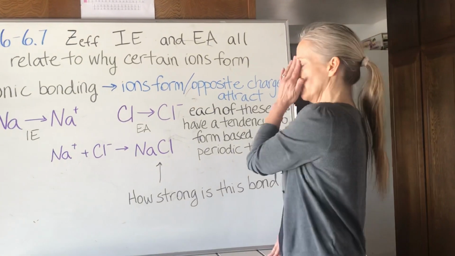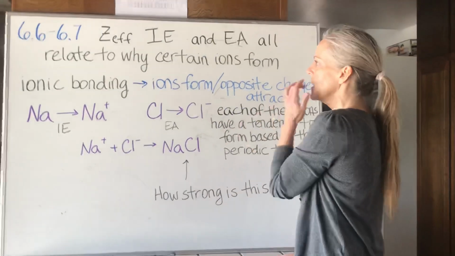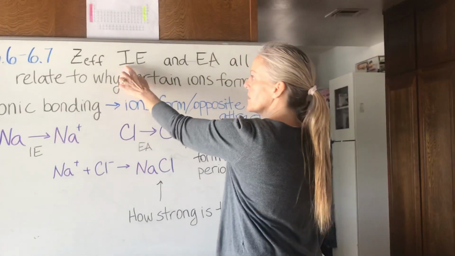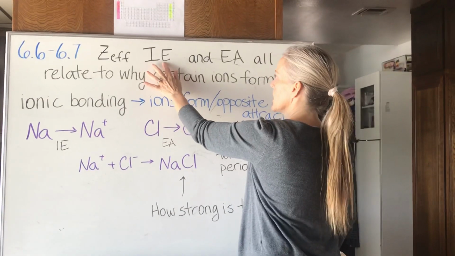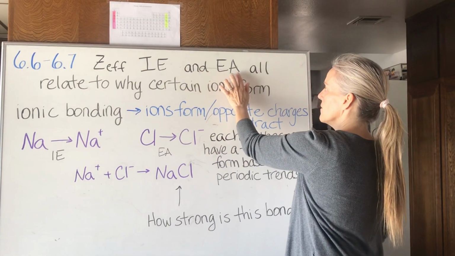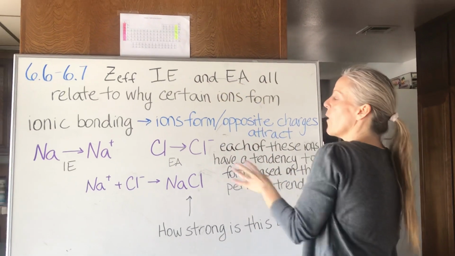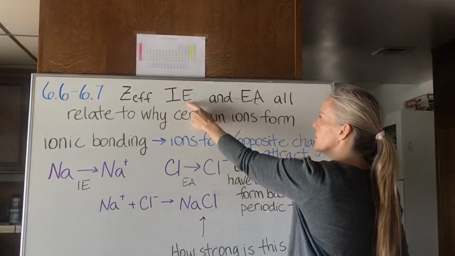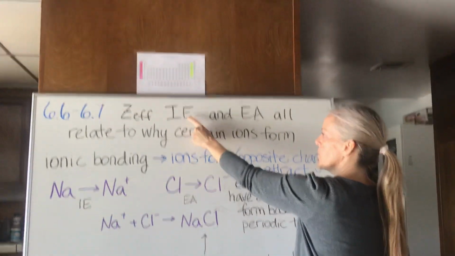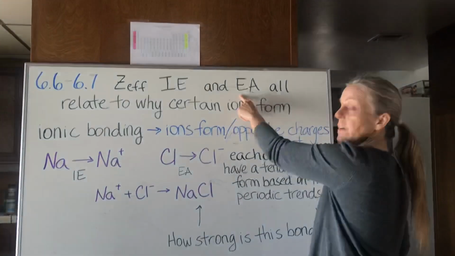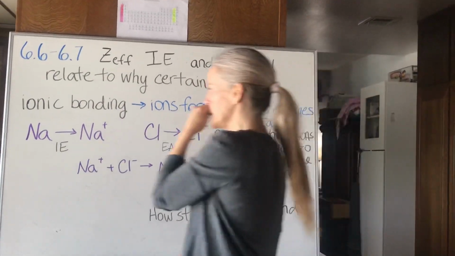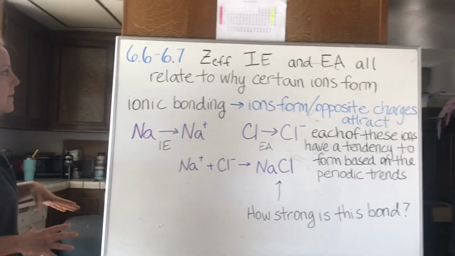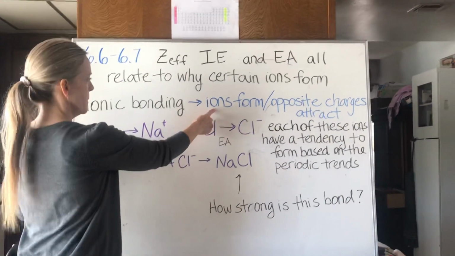So for what we're going to show here, the important ones were the effective nuclear charge. Remember, that's ionization energy and electron affinity. So all of these relate to why certain ions form. So remember, these two are either to remove or put an electron on an atom, the amount of energy. So to remove or put on an atom means that ions are forming.